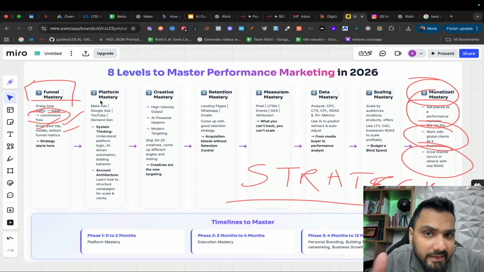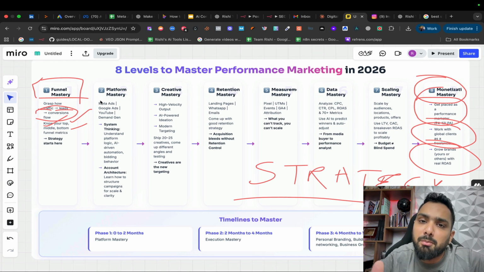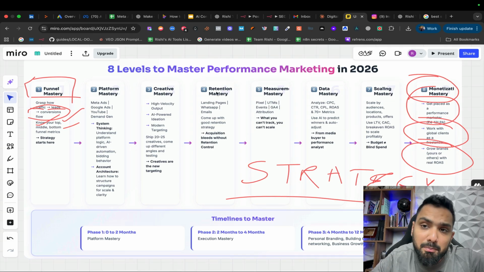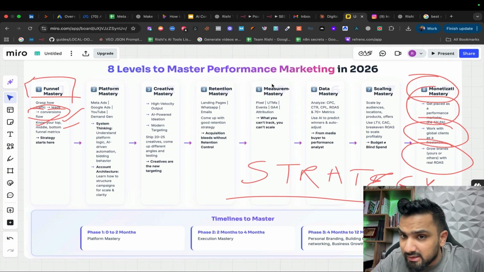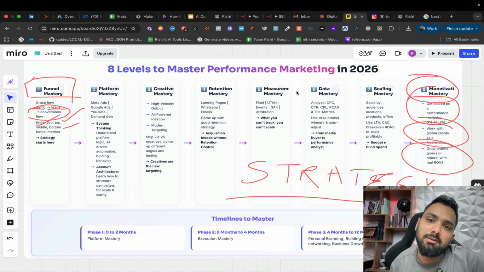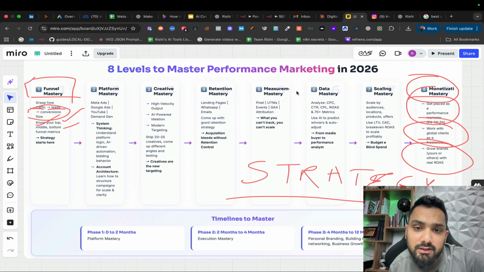But what really is going to draw you more money is your capability of strategizing funnels, your capability of coming up with creatives and different angles. Retention is a big challenge. Measurement is another big challenge. To be able to read data, like a lot of people don't even know these terms, and to be able to read data is another thing, and scaling mastery as well. That's where you make good money. That's where you are capable of drawing whatever you ask for.